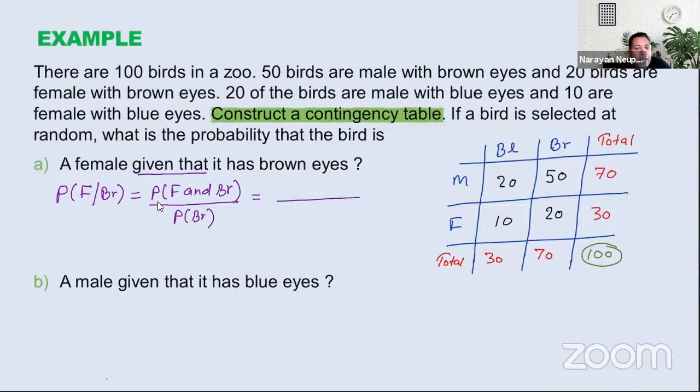Now, we are looking for the probability that the bird is a female and also has brown eyes. If you look at the table, these 20 birds are female and also have brown eyes. So 20 out of 100. And the probability that the bird is brown-eyed: these 70 birds are brown-eyed. So it is 70 out of 100.